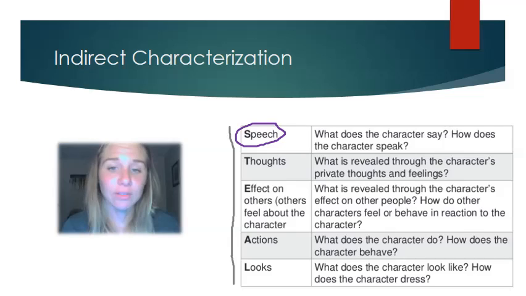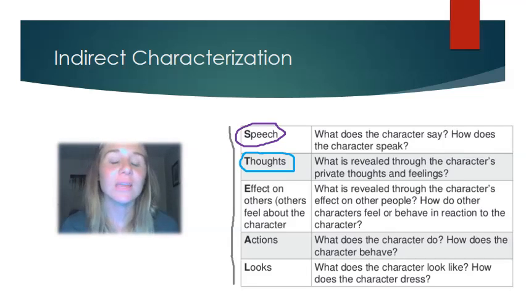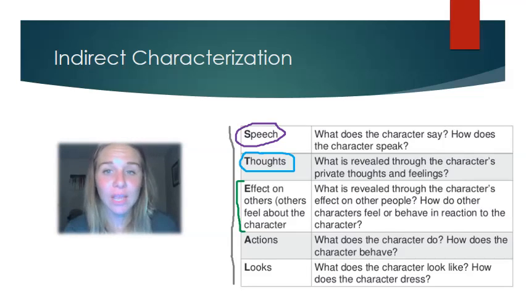Next, we have thoughts. This is going to give us a direct look into the mind of our character. What is revealed through those characters' private thoughts and feelings helps give us a much better sense of who he or she is and what his or her motivation may be. Next, we can look at our character's effect on other characters. Does our character make others nervous? Maybe he or she is a bully. Do others speak well of our character? He or she could be a kind and hardworking person.